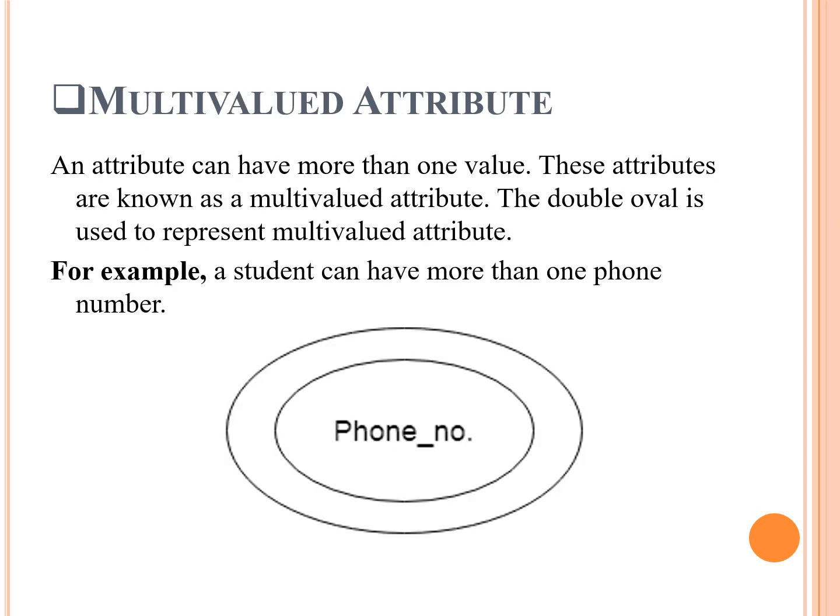Multi-valued attribute. An attribute can have more than one value. These attributes are known as multi-valued attributes. Here the phone number attribute of the entity student can have more than one value, because nowadays there is a possibility of having two numbers for each person.